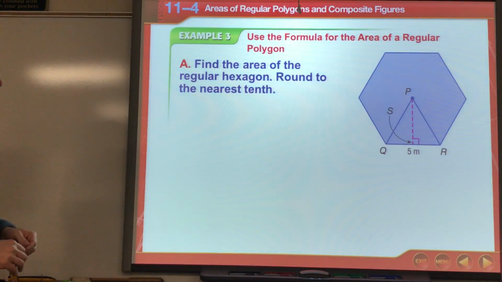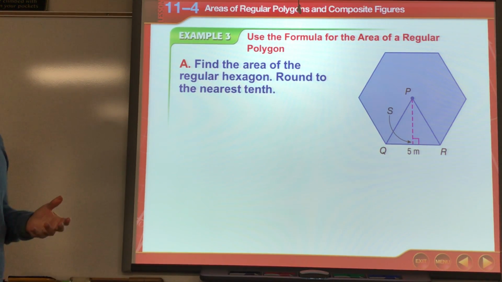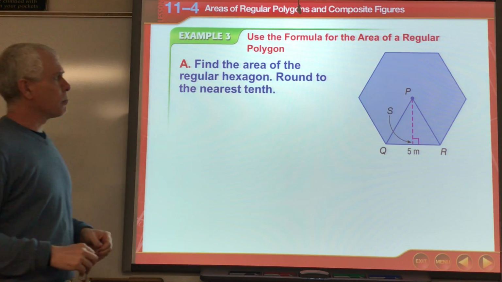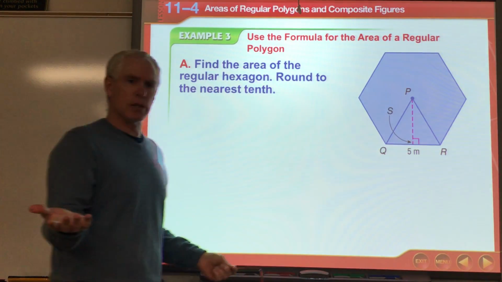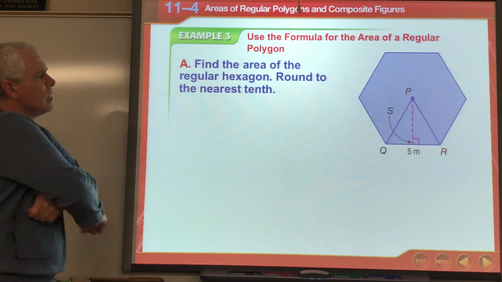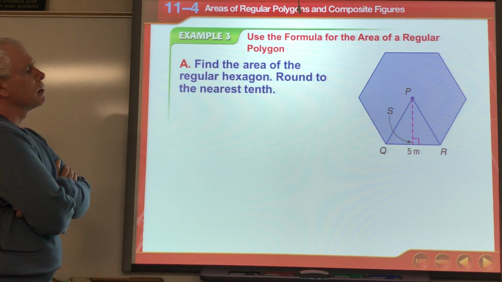So what about this scenario? Okay, so half apothem times perimeter. I don't have the apothem here at all. That dashed kind of pink line is not given to me. I can find the perimeter easy enough. If one side length is 5 and there's 6 sides, the perimeter is 6 times 5 or 30. But how am I going to find the apothem?